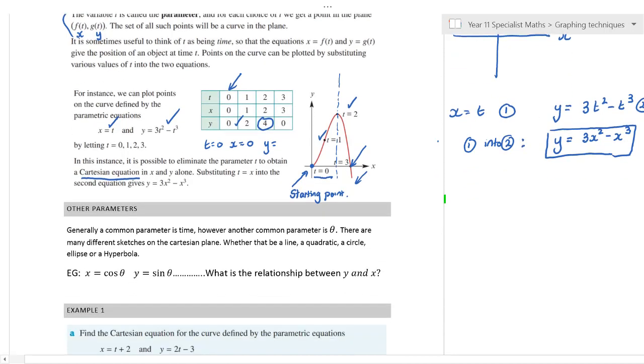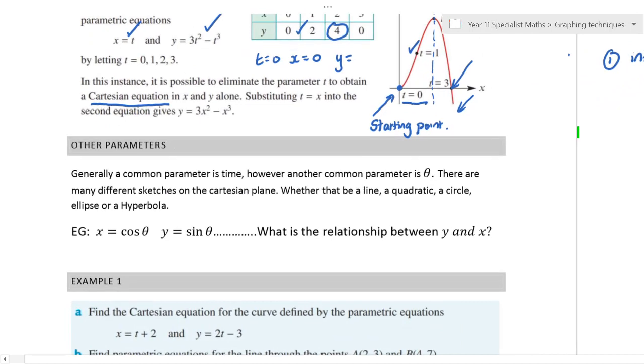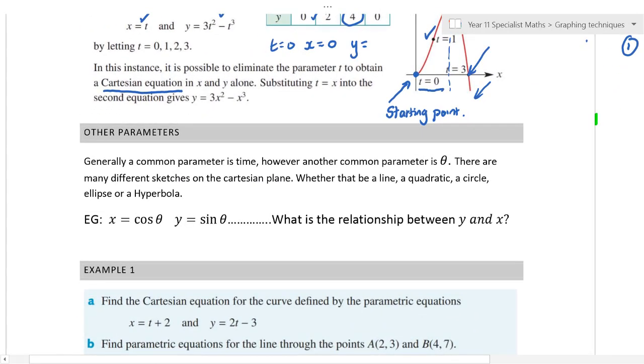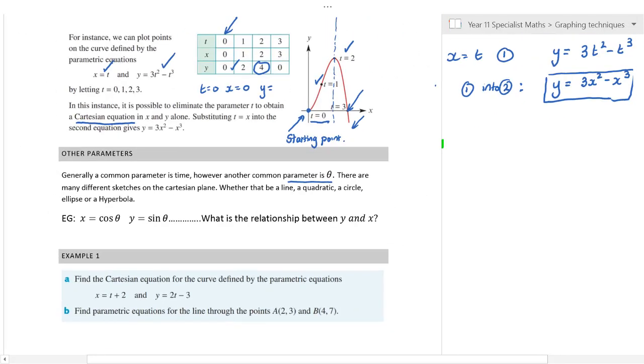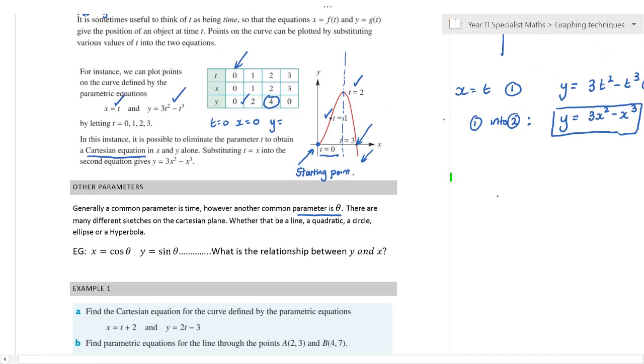All right. Now, other parameters. Generally, a common parameter is time. However, another common parameter is theta. There are many different sketches in the Cartesian plane. Now, I'm going to do a little bit of a side note over here, because what have I said before about the unit circle?